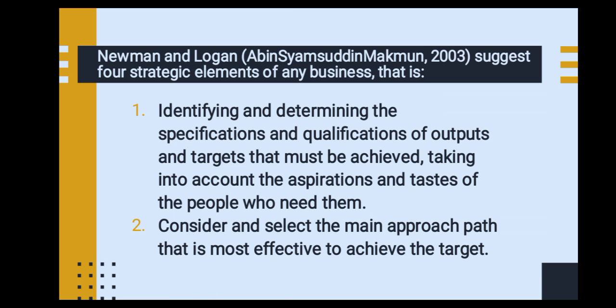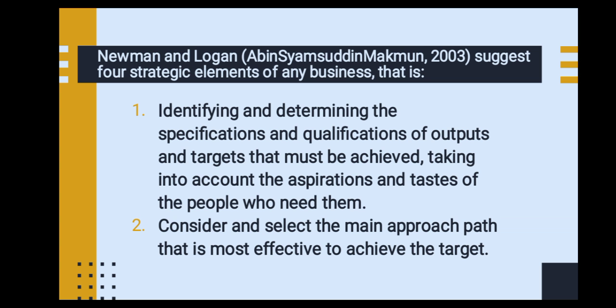Nerman and Logan bin Shamsuddin Mahmood, 2003, suggest four strategic elements of any business, that is: 1. Identifying and determining the specification and qualification of output, and the target that must be achieved, taking into account the aspiration and taste of the people who need them.